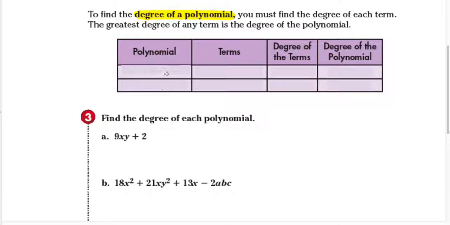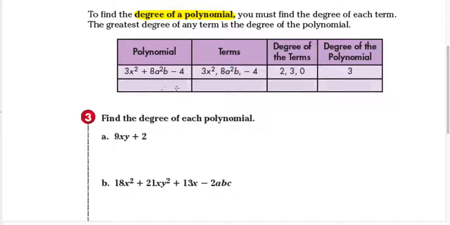Let's take a look at this example right here. 3x squared plus 8a squared b minus 4. So the terms of this polynomial are 3x squared, okay, 8a squared b, and negative 4. So the degree of 3x squared is 2. The degree of 8a squared b is 3. And the degree of negative 4 is 0. But the greatest degree of the terms is 3. So the degree of this polynomial is 3. Okay?